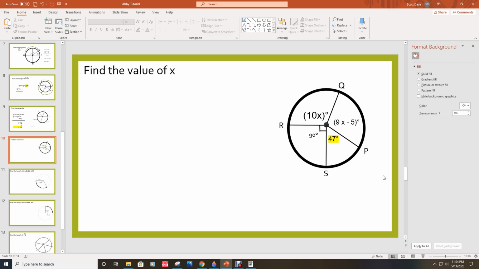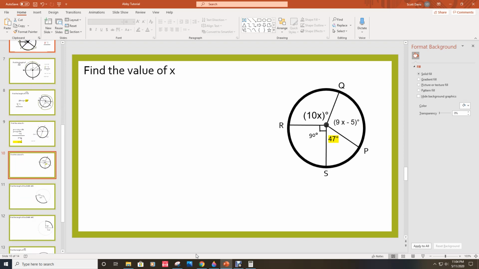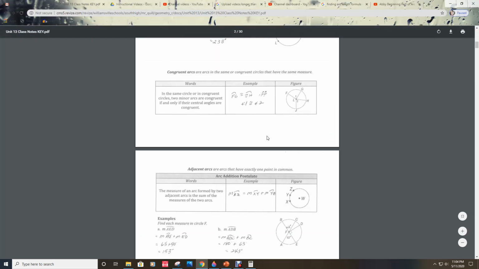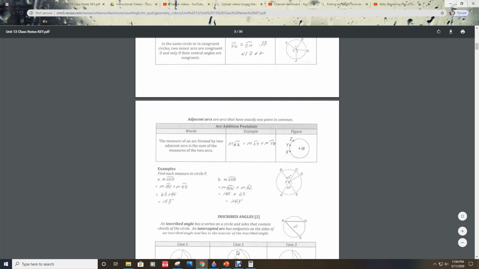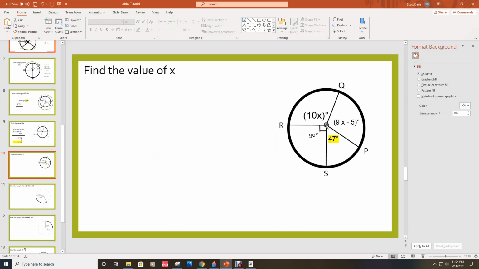So, remember, if we have angles right across from each other that share a connecting point, where was that? That was in these notes over here. Here we go. They have the same measure. Okay, they have exactly 1 point in common. This angle right here and this angle right here have exactly 1 point in common, right there in that middle.